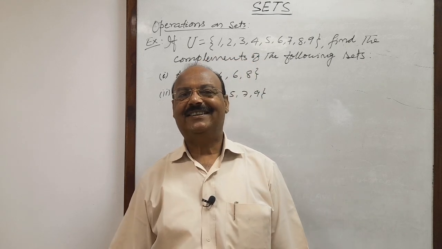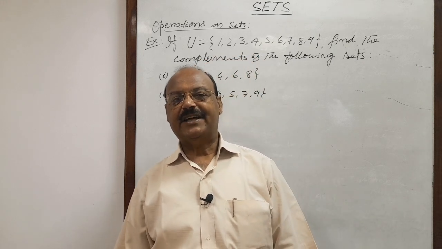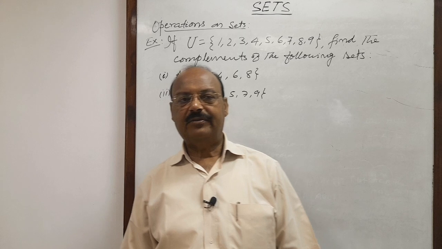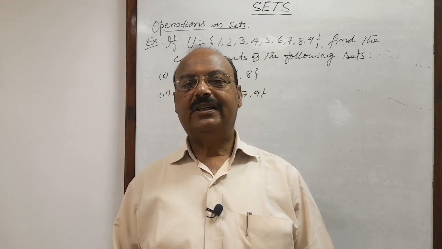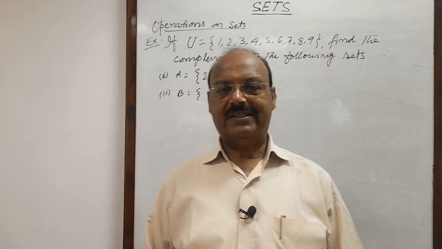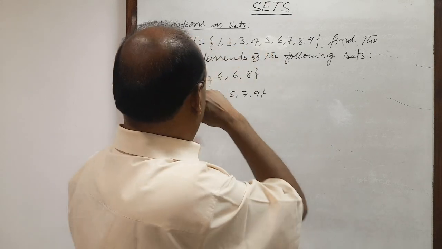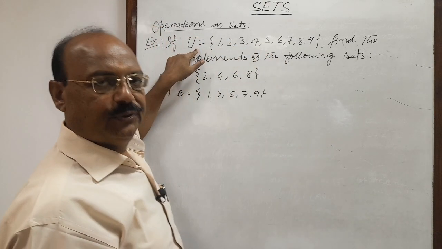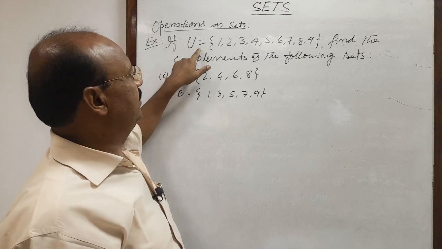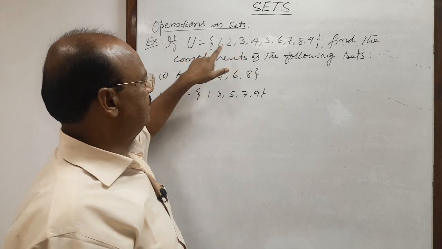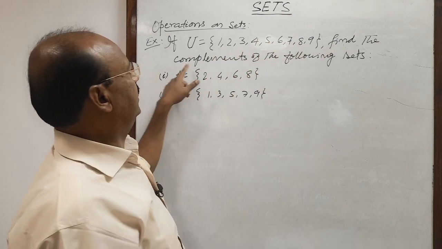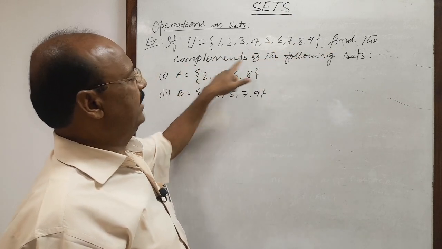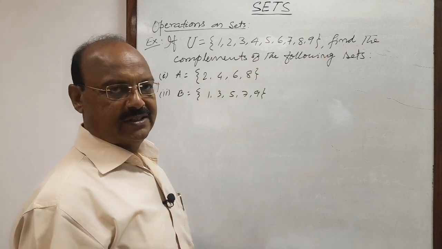Welcome students. Here we are discussing the chapter Sets, and in this chapter we have to see a very interesting question. The topic is operations on sets. The question is: if U is the universal set having elements 1, 2, 3, 4, 5, 6, 7, 8, 9, then find the complements of the following sets.